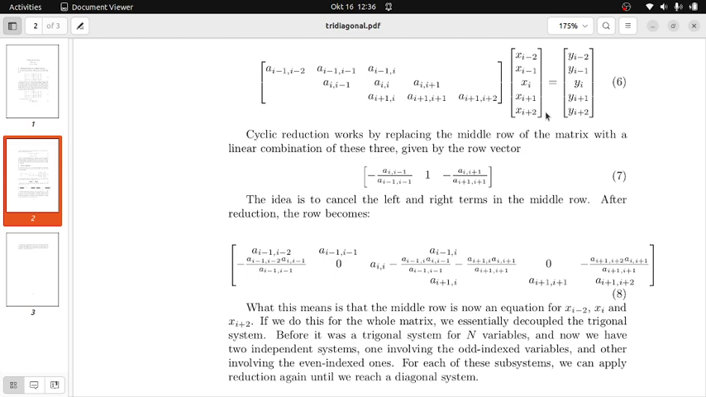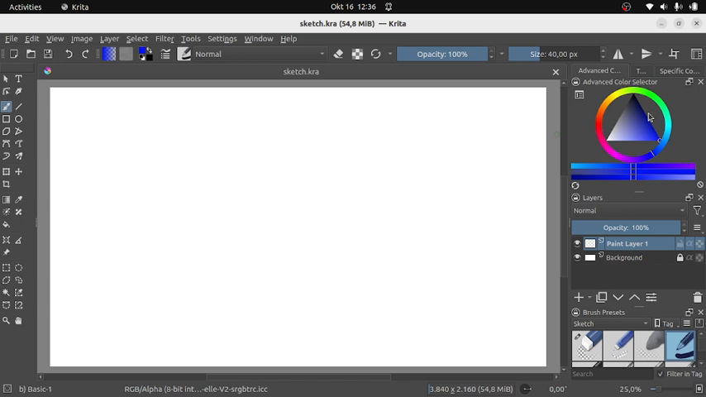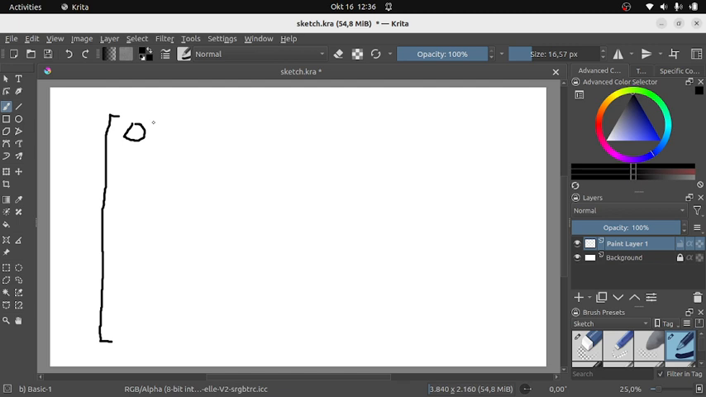Perhaps it would be a good idea to draw this, so let's go. So we have here a matrix, right? And if we have a tridiagonal matrix, it is like this, right? So it is filled here. And here. And here.